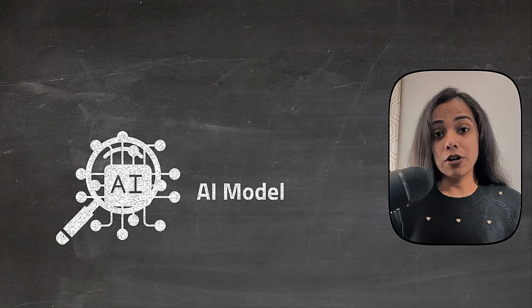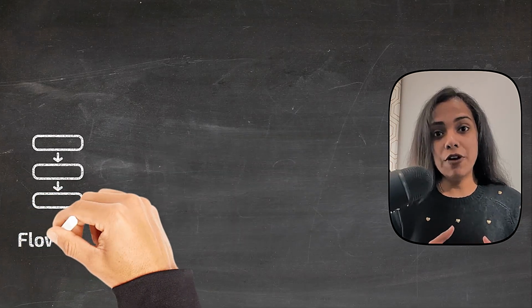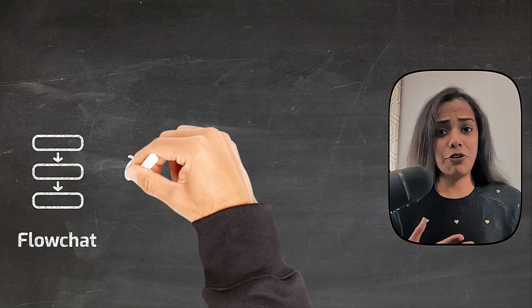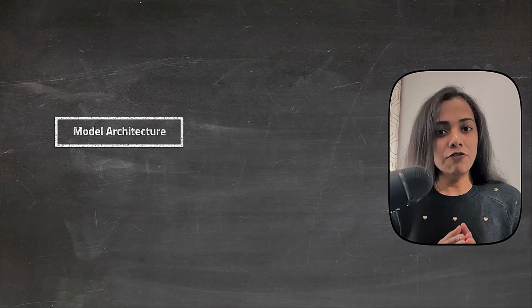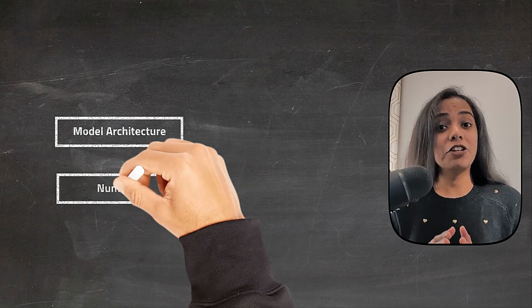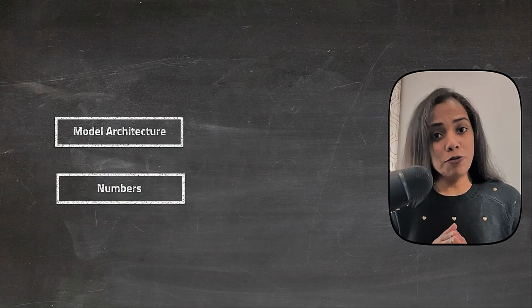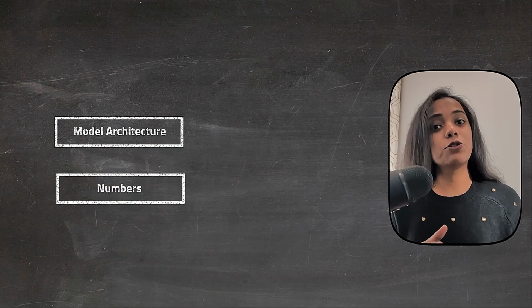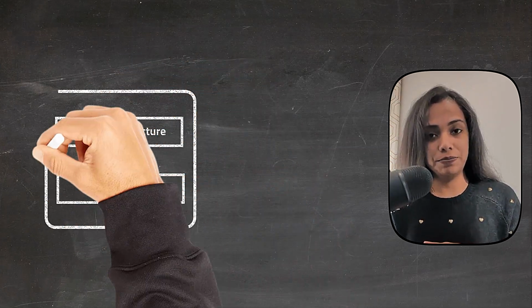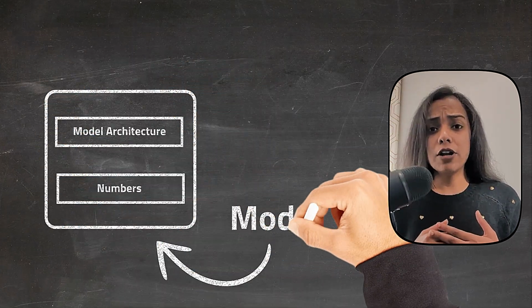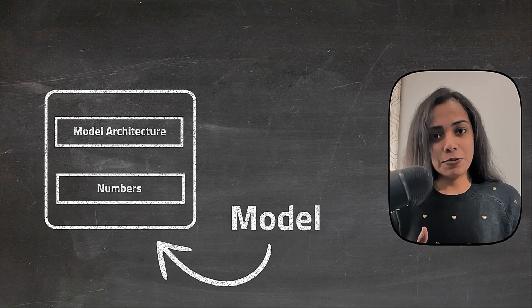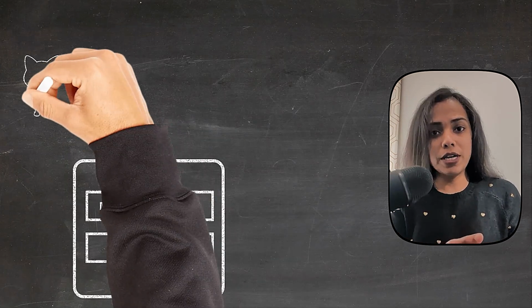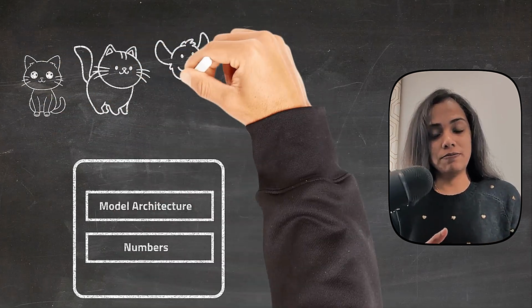So an AI model is essentially a very organized set of instructions, like a flowchart or a blueprint, which is called the model architecture. Along with this are numbers that are associated with this architecture. The model architecture and the numbers come together and respond to any request for prediction.